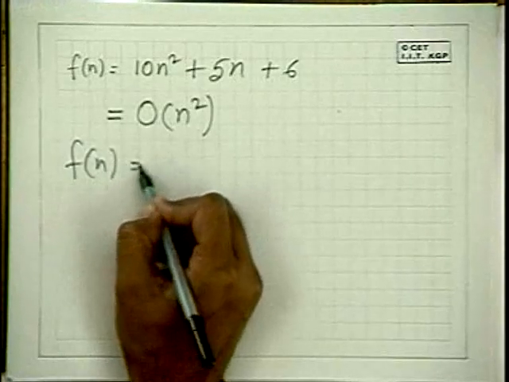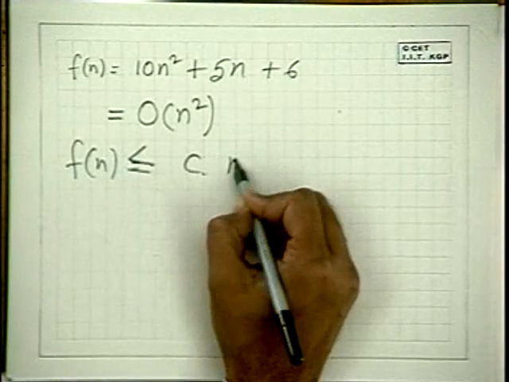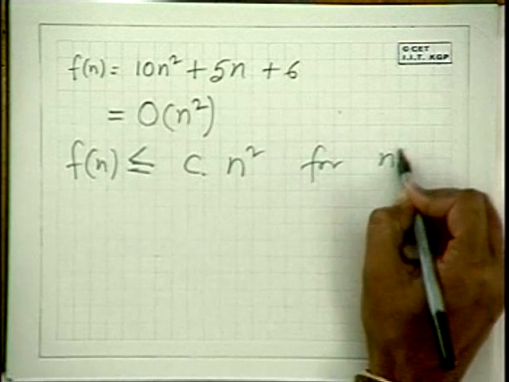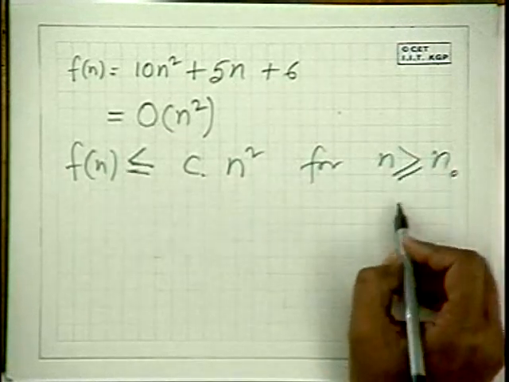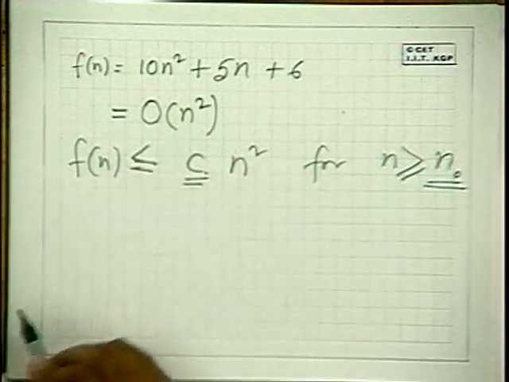No, Gn has been given. Gn is what? Gn is n square. So we have to find out two constants, c and n naught. Okay. So tell me what should be the c and n naught. So show me Fn is less than equal to some c times n square for n greater than equal to some constant n naught. So find out n naught, find out c.